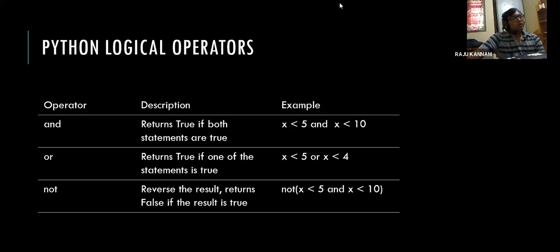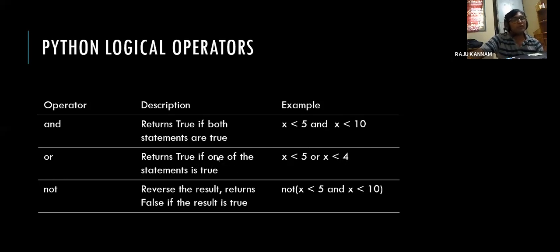Here we have three logical operators: and, or, not. AND means, for the two conditions x is less than 5 and x is less than 10, if both conditions are true, only then will the entire condition be true. It returns true if both the specified statements are true. OR means if any one of the statements is true, then it will return true.